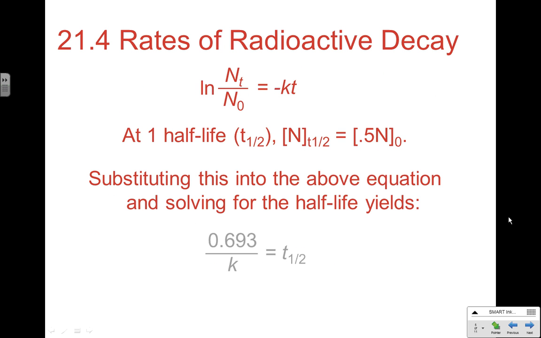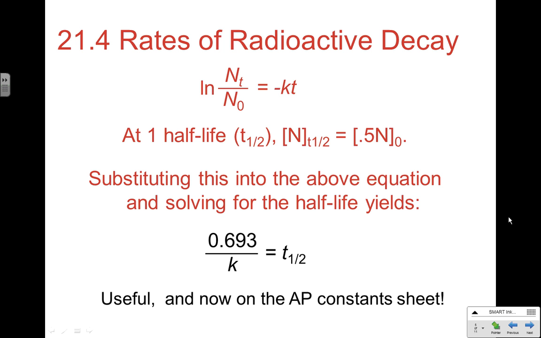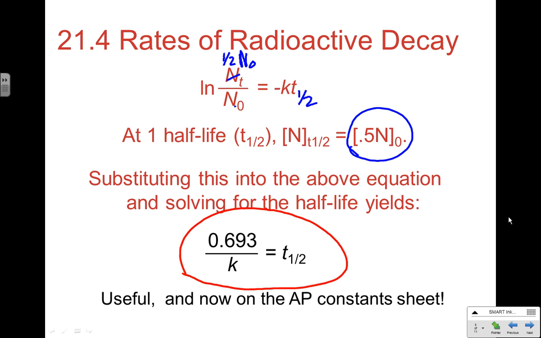Now, at half-life, remember the concept of half-life is how long it takes for half of it to disappear. At T half-life, it would be true that we would have half as much as what we started with. So if we were looking at a half-life situation, so this was what we call T1/2, if that's the actual time of a half-life, then whatever we started with, N sub O, we are going to have half of it left at time T. So we can actually substitute that into that top equation and solve, and what we get is this equation down here on the bottom, which nicely enough is now on the AP constant sheet.